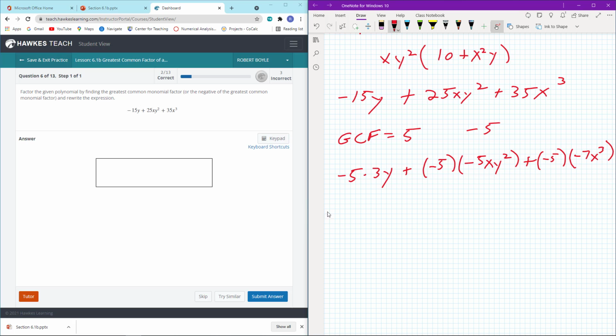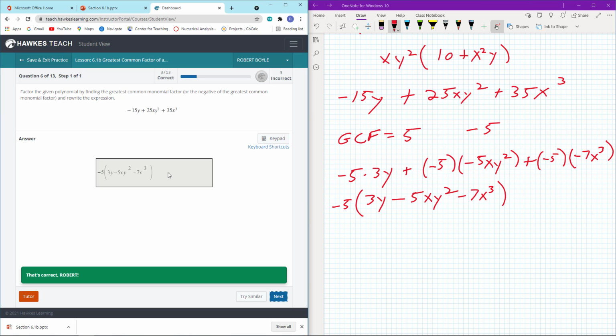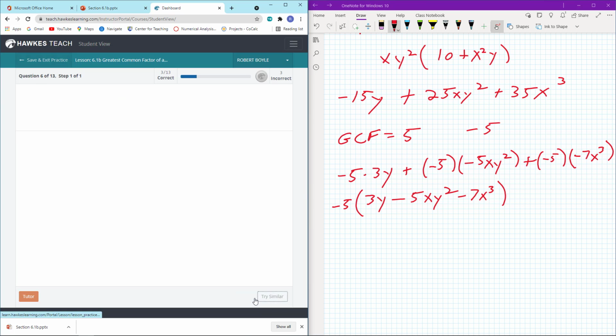And then factoring out the negative 5, we have negative 5 times the quantity 3y minus 5xy squared minus 7x to the cubed. And there you go. And let's do one other problem.